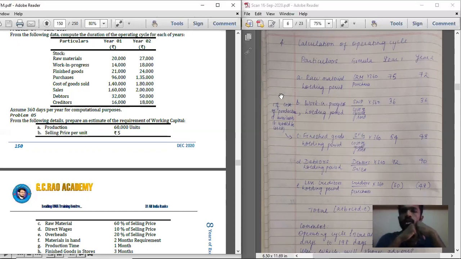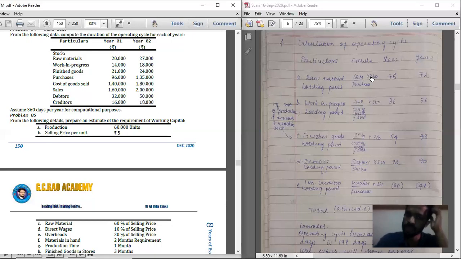What you should do is calculate the days required for rotating the funds of raw material, work in progress, finished goods, debtors and creditors. For all 5, you are going to calculate how many days it takes to rotate the funds. There is a formula to calculate this number of days, which we will see now. Below that, particulars, small a, raw material holding period. For that, the formula is raw materials divided by purchases into 360.